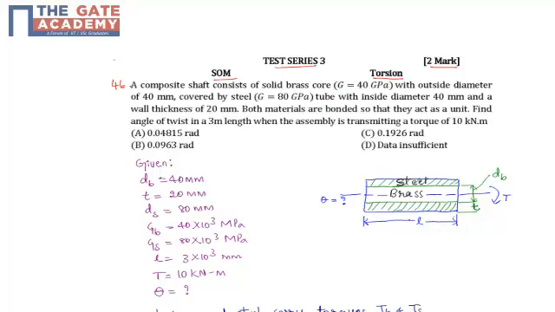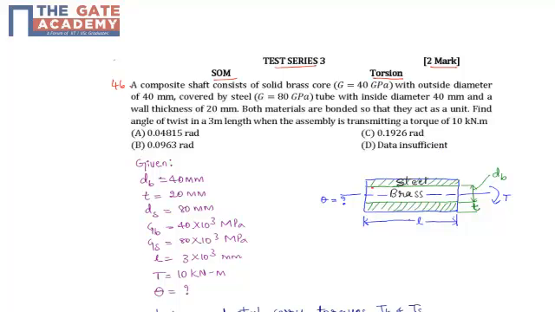gigapascal with outside diameter of 40 mm covered by steel with rigidity modulus 80 gigapascal tube with inside diameter of 40 mm and a wall thickness of 200 mm. Both materials are bonded so that they act as a unit. Find angle of twist in a 3 meter length when the assembly is transmitting a torque of 10 kilonewton meter. Option A 0.04815 radians, option B 0.0963 radians, option C 0.1926 radians, and option D data insufficient.